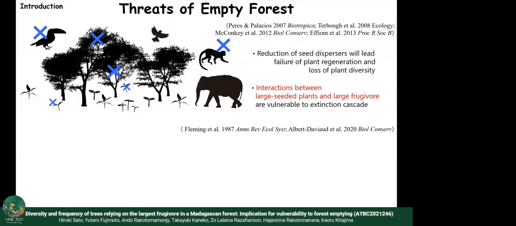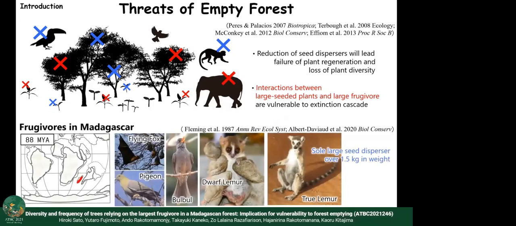Recent studies have shown that reduction of seed dispersers led to failure of plant regeneration and loss of plant diversity. Particularly, interactions between large-seeded plants and large frugivores are vulnerable to extinction cascade. In Madagascar, because the island has been isolated since the Cretaceous period, frugivore diversity is poor and large seed dispersers weighing over 1.5 kilograms are limited to two lemurs. Most of the two lemur species are threatened with extinction.